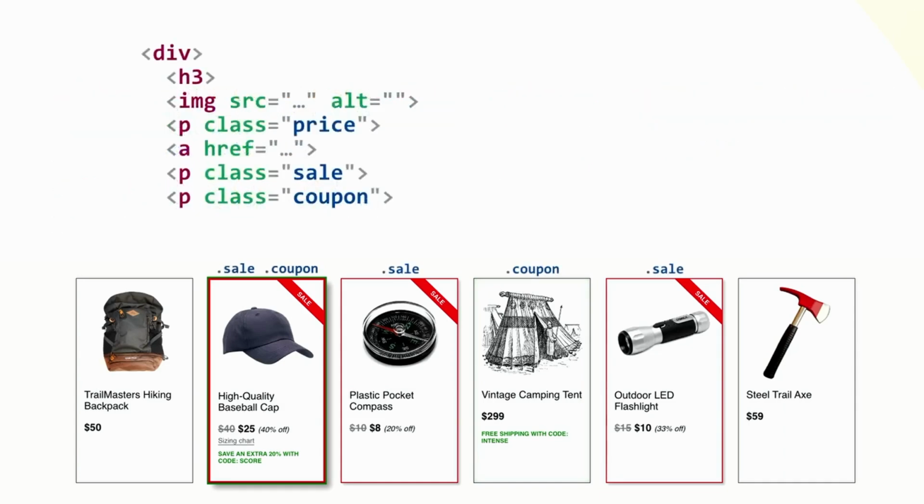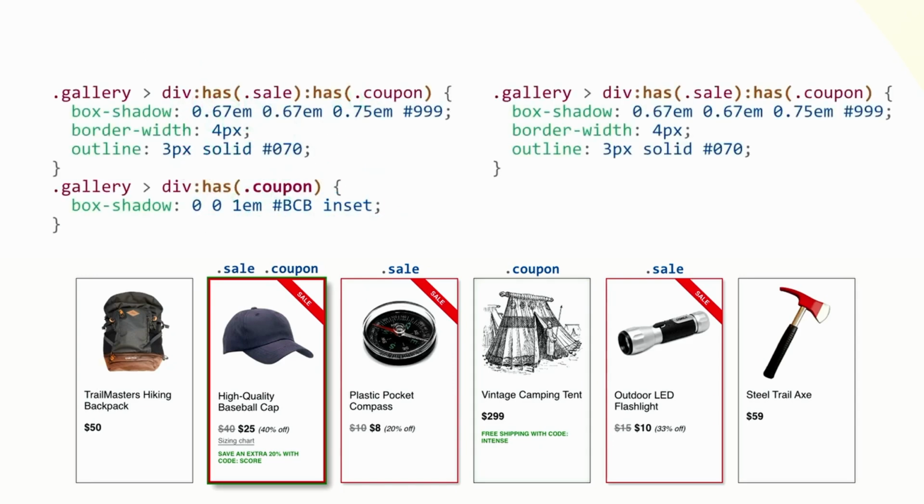Those previous rules did assume that the price and coupon paragraphs would be children of the card's div. But what if we decided, for whatever reason, to wrap them in a div of their own? Maybe the CMS demands it. Well, in that case, we take the rules that we had before and remove those child combinators, and the rules will continue to work just like they did before. Okay.